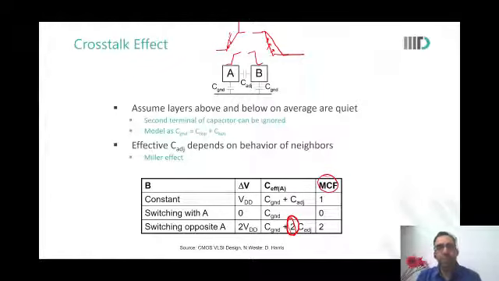Excuse me, sir. Yes, Madhur. So this constant VDD means that A and B are running different voltages, but they are running same constant voltages? No. So A is toggling, or let us say B is toggling and A is constant. One signal is toggling, the other is constant. Oh, okay, got it. Okay.